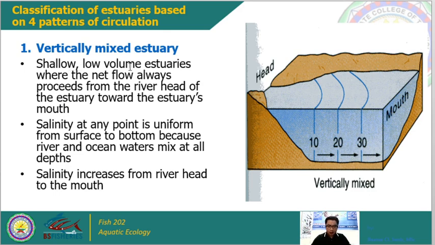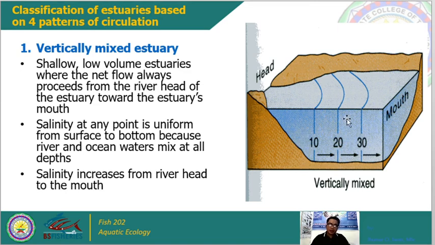Shallow, low volume estuaries where the net flow always proceeds to the river head of the estuary towards the estuary's mouth. Salinity at any point is uniform from the surface to the bottom because the river and ocean waters mix at all depths, no? Dili moabot sa point nga diri rataman ang salt water tapos diri ang fresh water. Kaya ang tendency manggod kung naa ang suba dool sa dagat, ang tendency the salt water will sink. Okay? Denser man siya. So diri siya mo paubos pa ilayom.